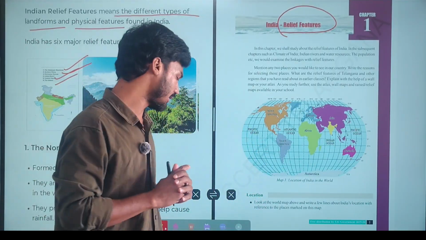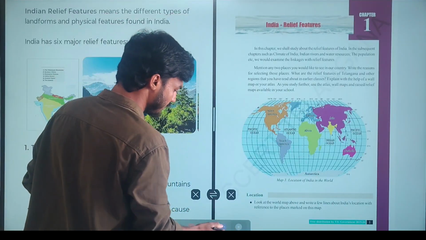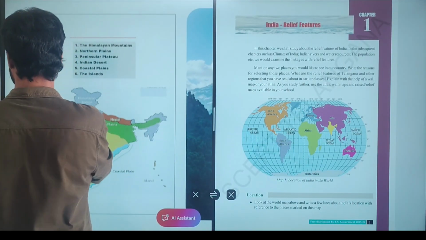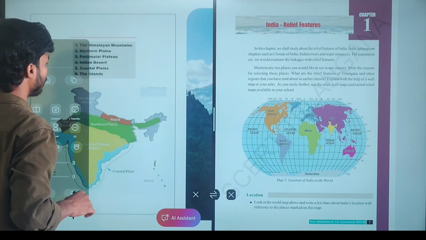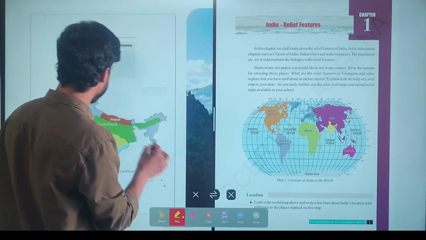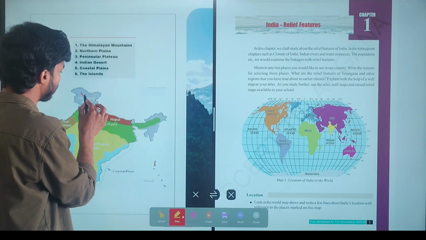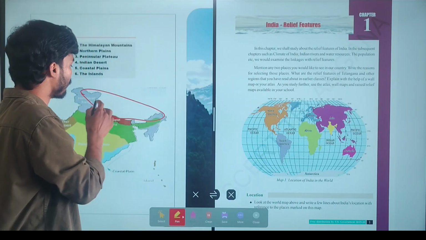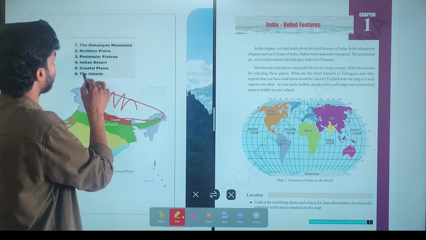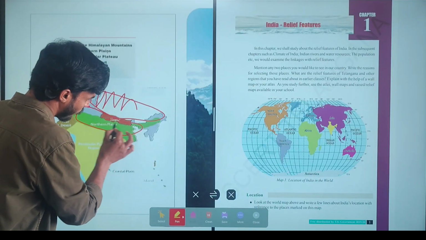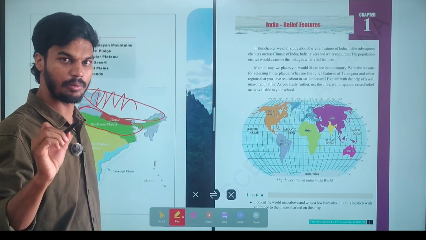I am repeating once again, look here, these are the 6 relief features of our India. Those are the Himalayan mountains, the northern plains. These are the Himalayan mountains that are present in the northern region of our India. Next, northern plains. Whatever I am circling, this region is known as the northern plains.